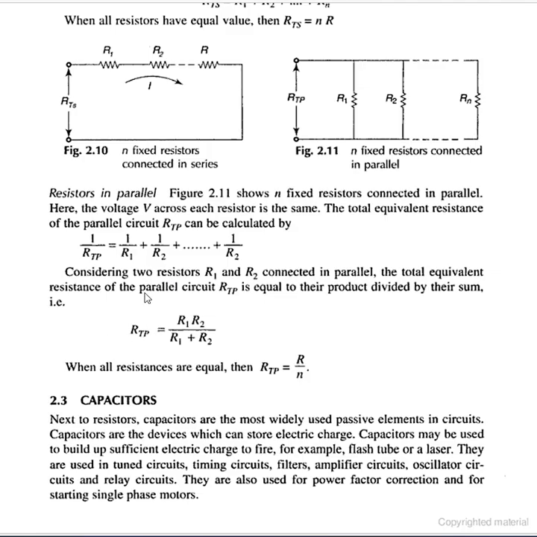Considering two resistors R1 and R2 connected in parallel, the total equivalent resistance of the parallel circuit RTP is equal to their product divided by the sum. That is, RTP is equal to R1 R2 divided by R1 plus R2. When all resistors are equal, then RTP is equal to R by N. Thank you.